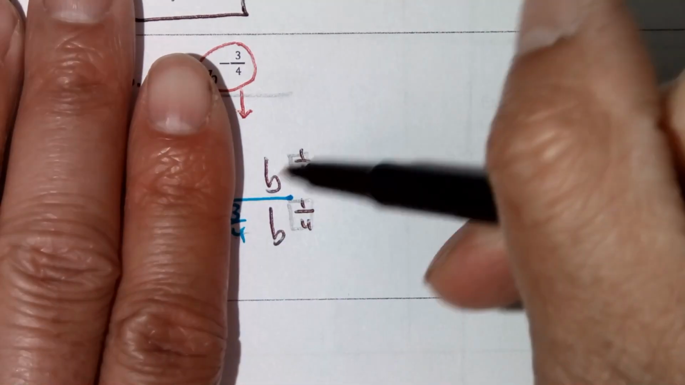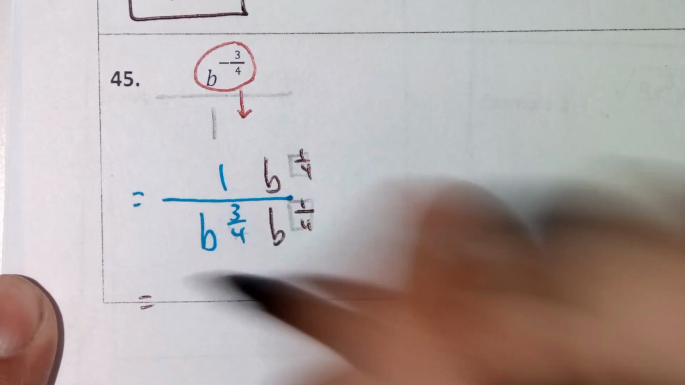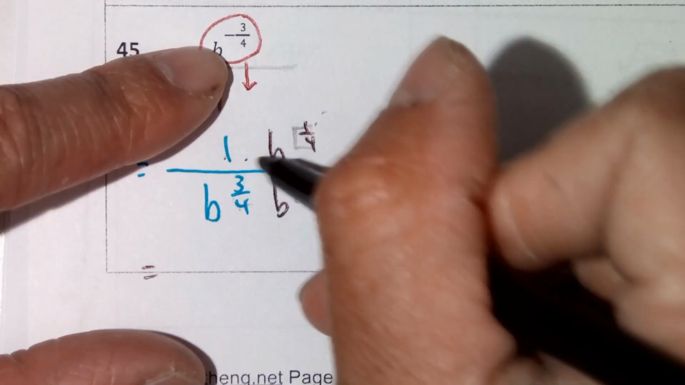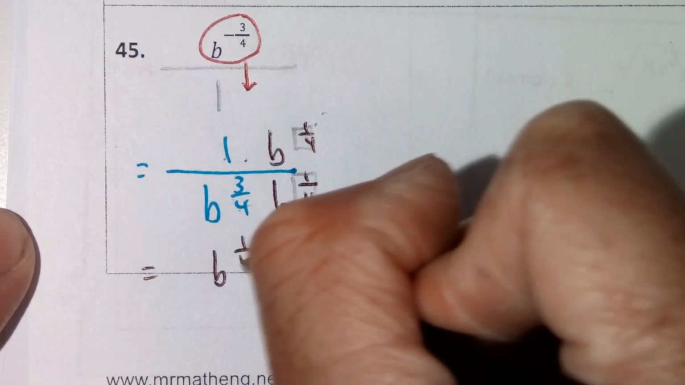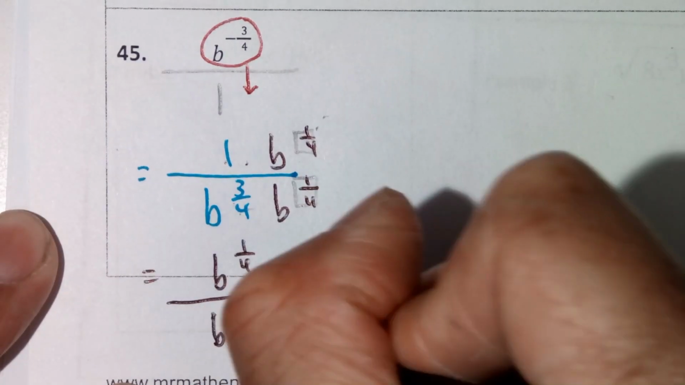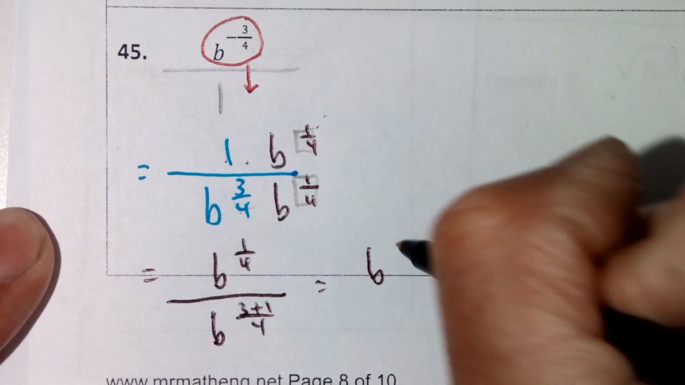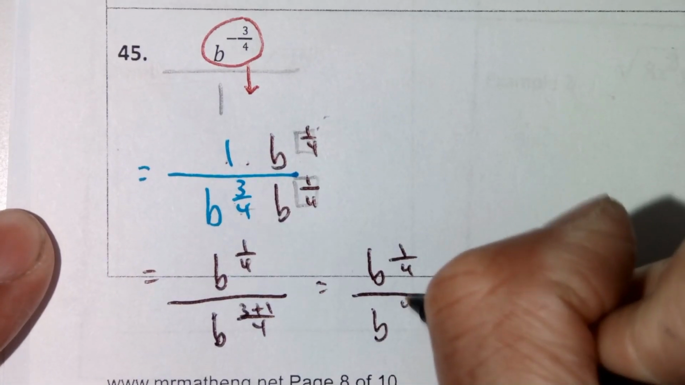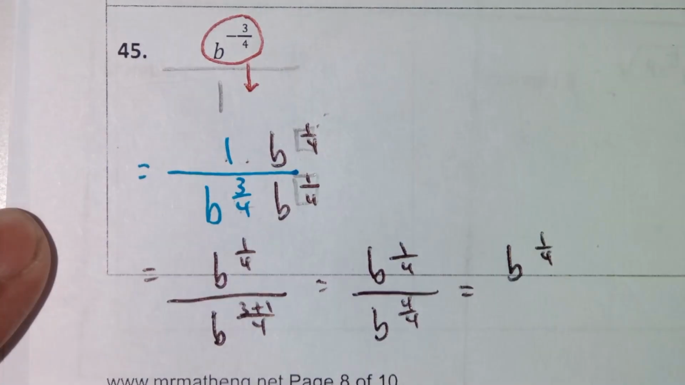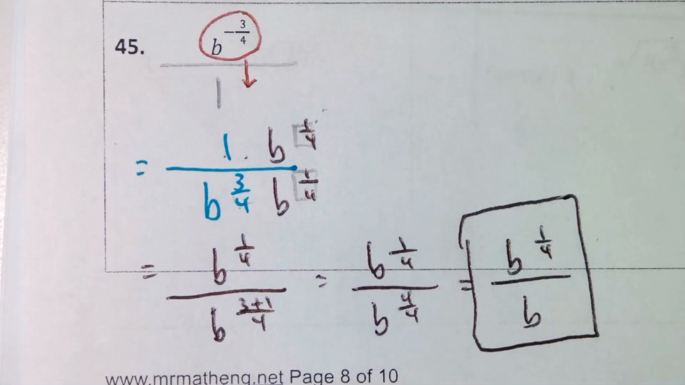It's going to be b to the 1/4. Remember that expression here is 1. And if we add those together, we'll get 4 over 4. So on the top there we have b to the 1/4. And let's go ahead and add those. So we'll get b to the 1/4 over b.